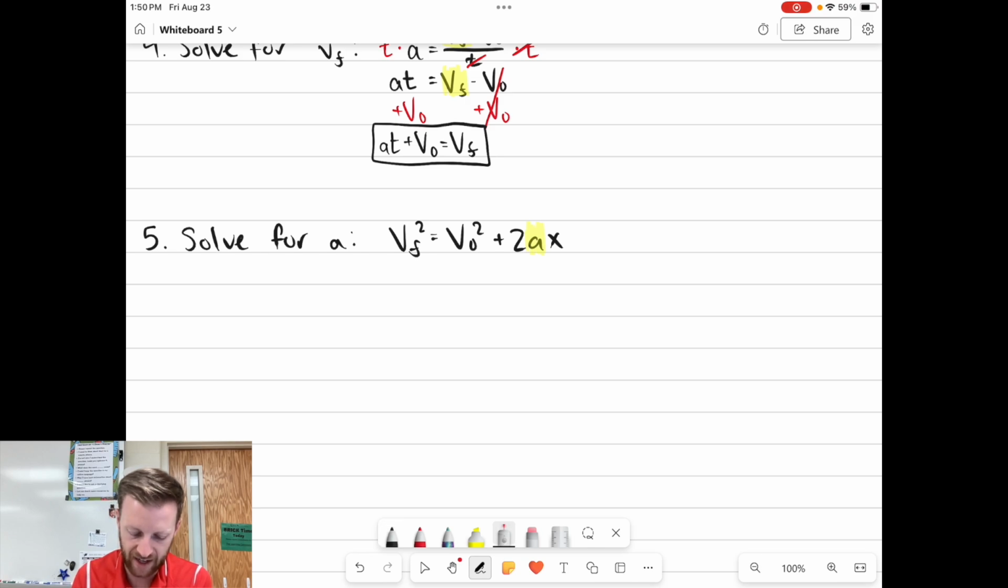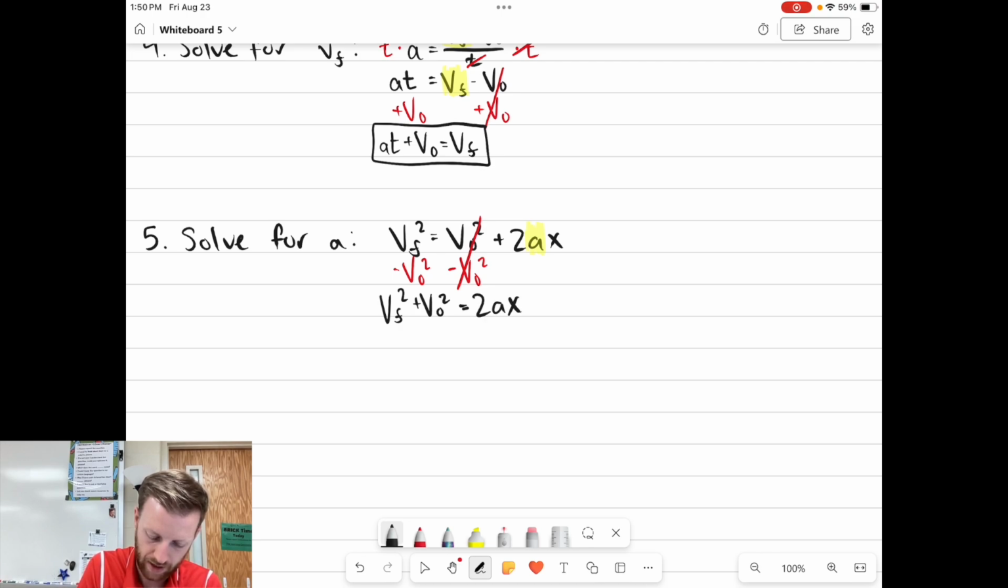Well, first, I need to isolate this section. So I need to get rid of this v naught. Well, v naught is being added to 2x, which means I need to subtract v naught squared from both sides. So that means this cancels out, and you are left with vf squared plus v naught squared equals 2ax. Well, remember, these are all sitting next to it, so it's essentially like there's a multiplication sign in between each of them. And so that means I can divide by 2 and x.